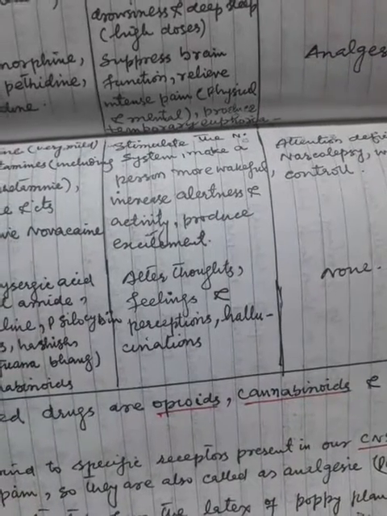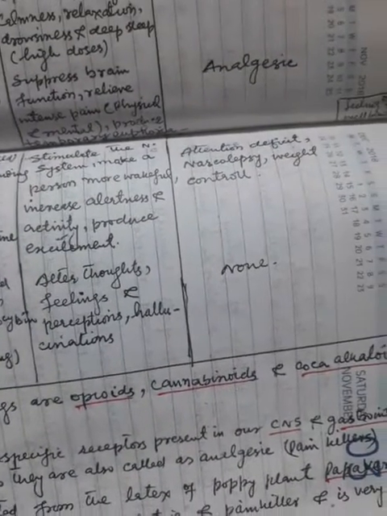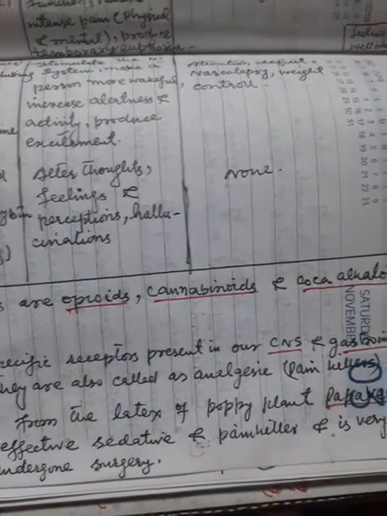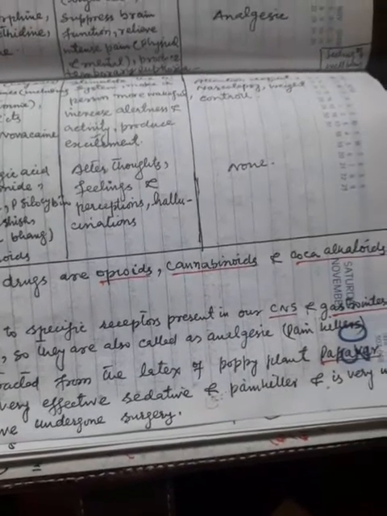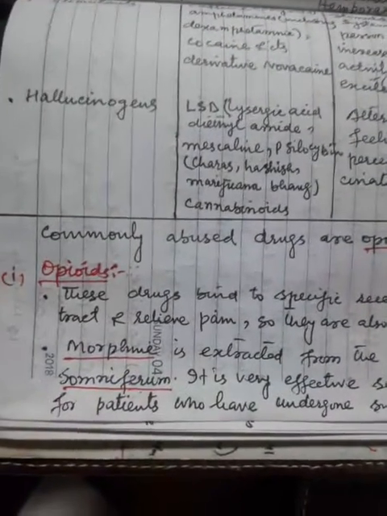Commonly abused drugs are opioids, cannabinoids, and coca alkaloids. Opioids: these drugs bind to specific receptors present in our central nervous system and gastrointestinal tract and relieve pain. So they are also called analgesics, meaning painkillers.